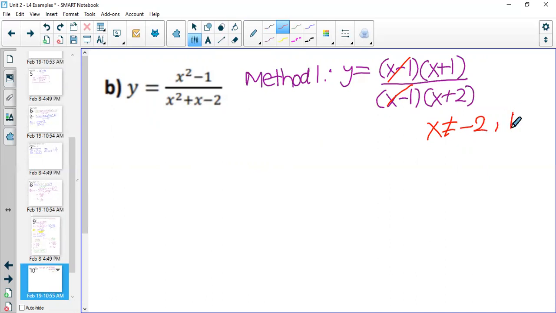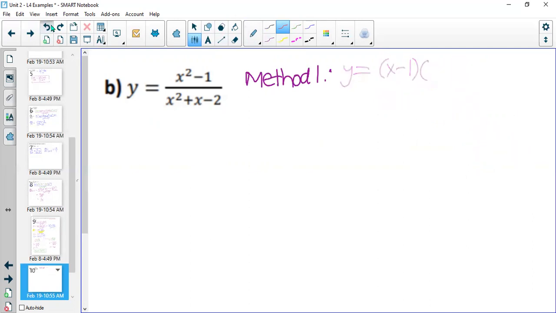At -2, we actually have a vertical asymptote. And at +1, we're going to have a hole in the graph. That's because we're eliminating from both the numerator and the denominator. So that's one particular method to solve. I'm actually going to focus on the methods we've been using all along, which is just using the derivative.